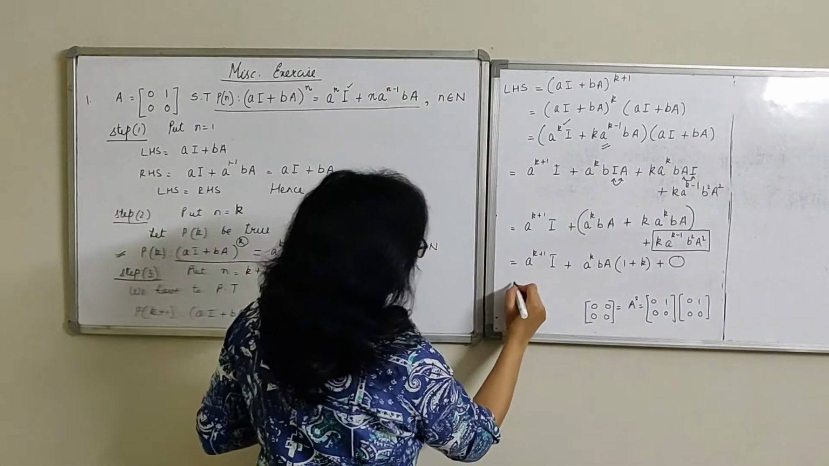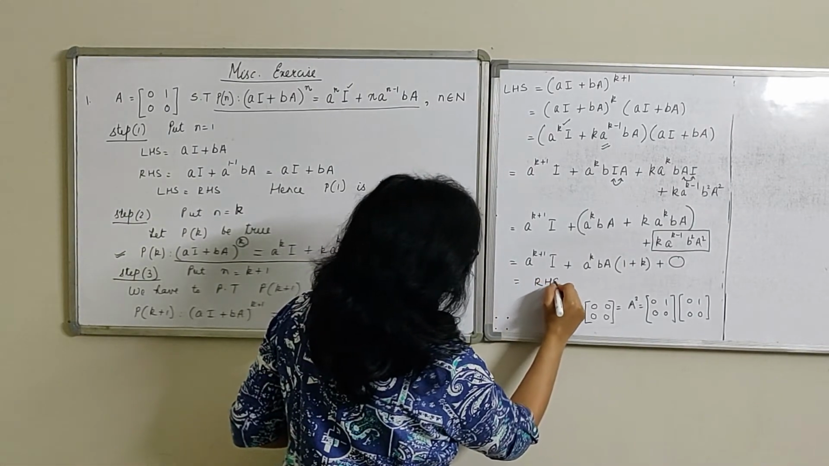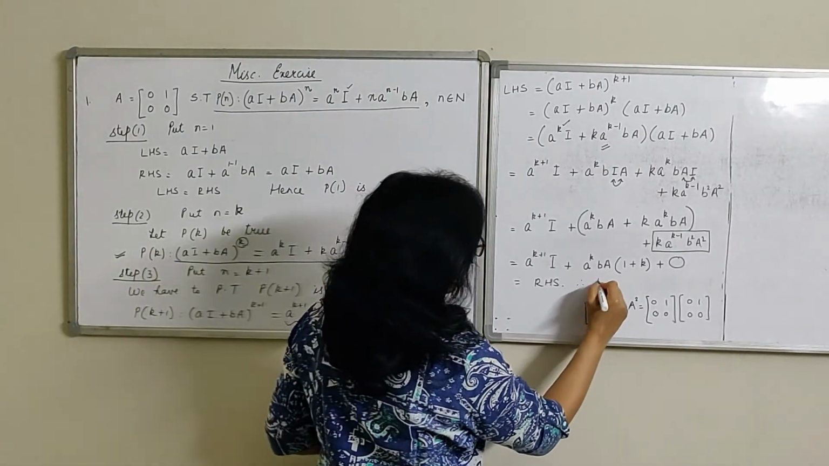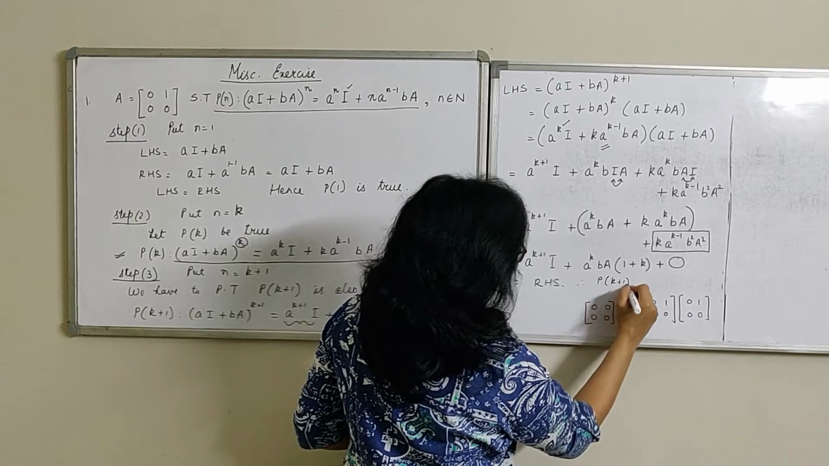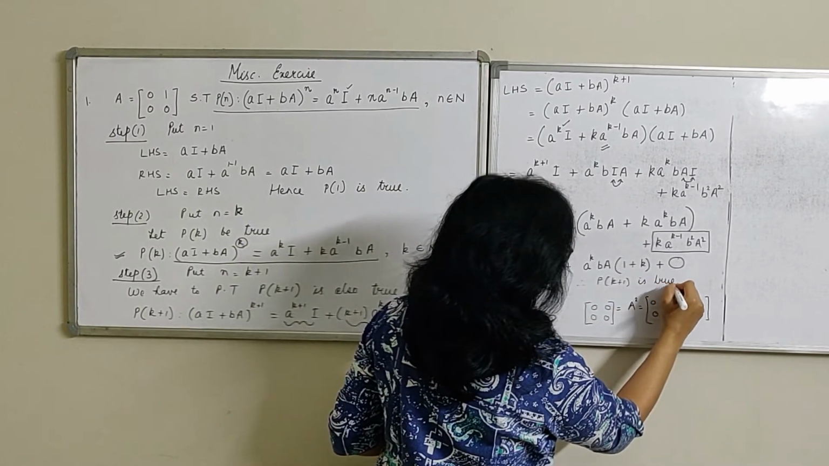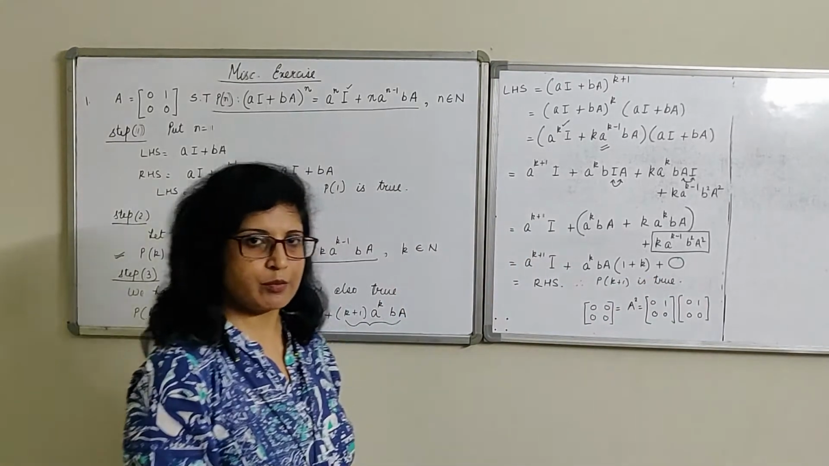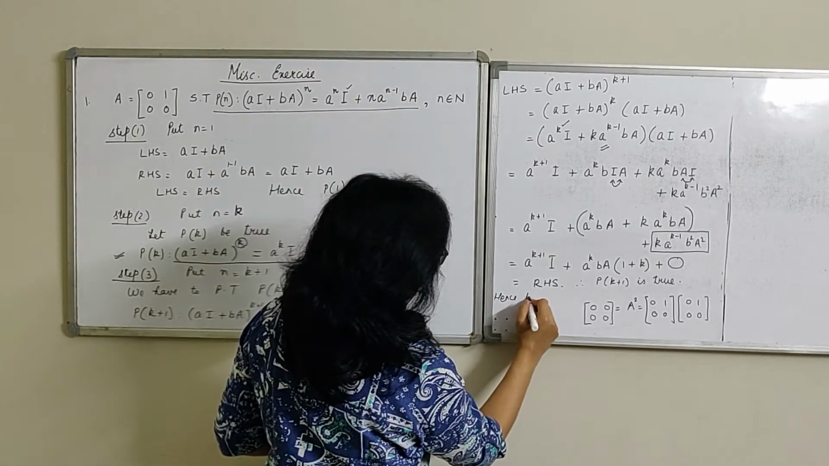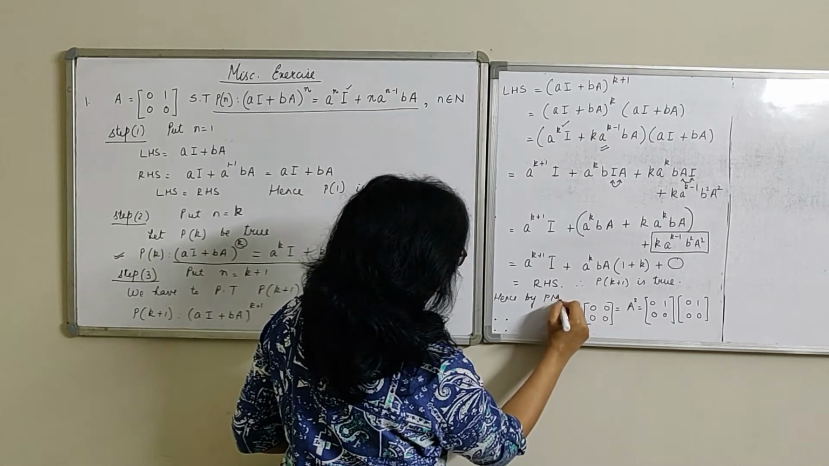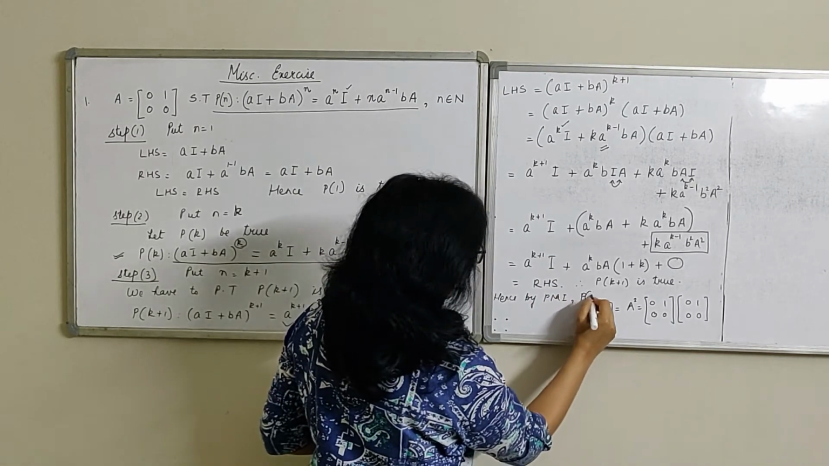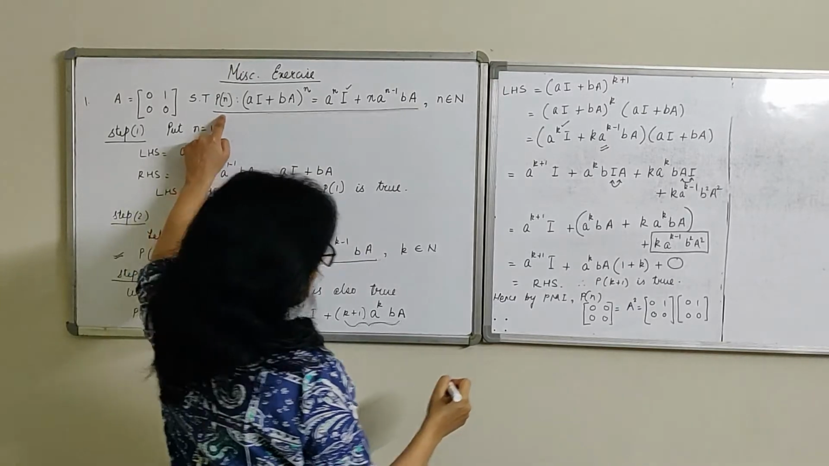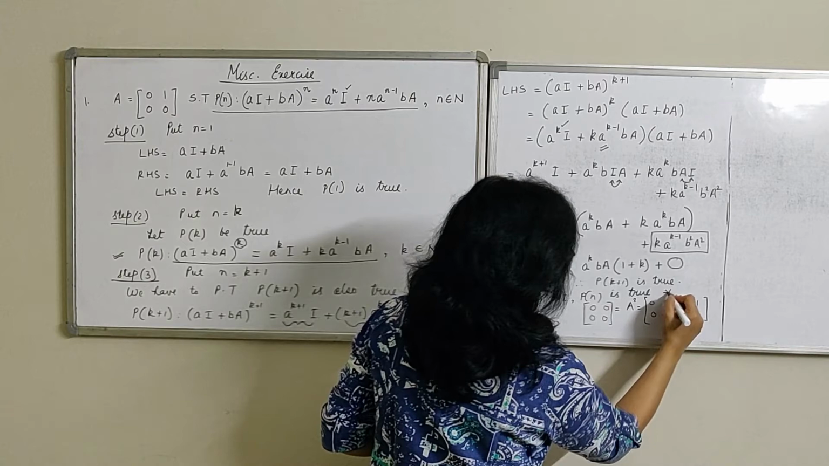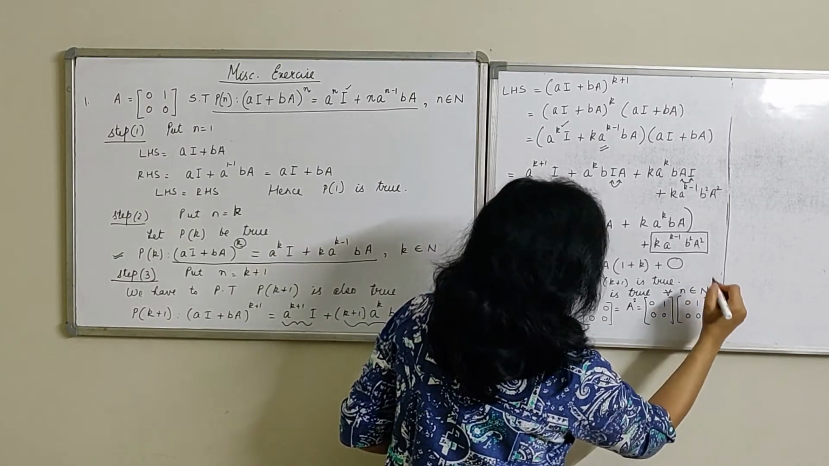We started with the left hand side and we have shown that it is equal to the right hand side, and therefore P(k+1) is true. Since we have used here the principle of induction, we can also write down here, hence by the principle of mathematical induction, the Pn statement, which is this equation, is true for all n which is a natural number.